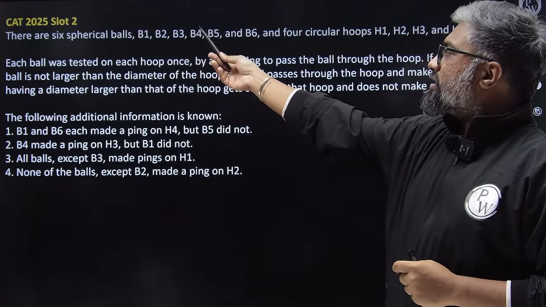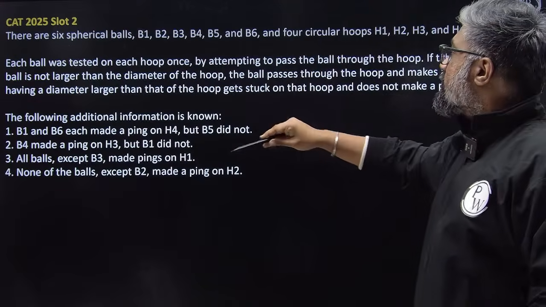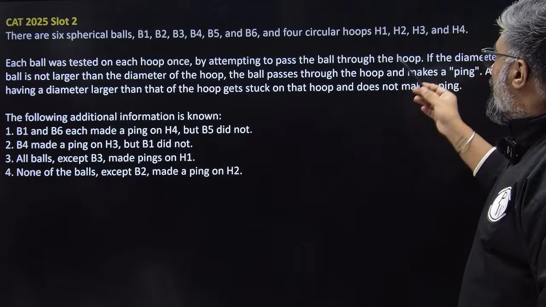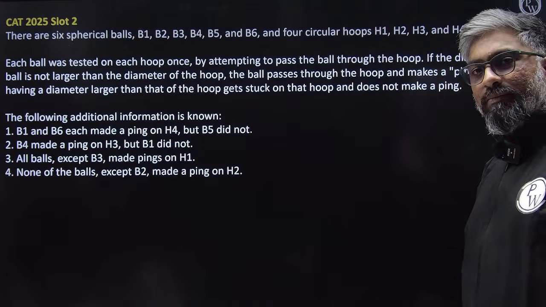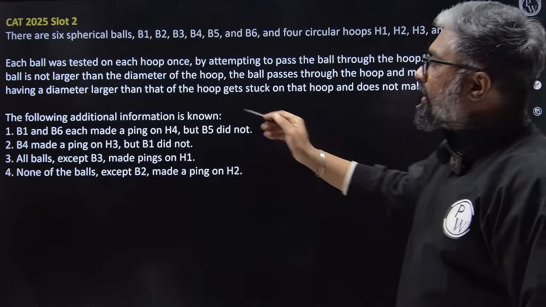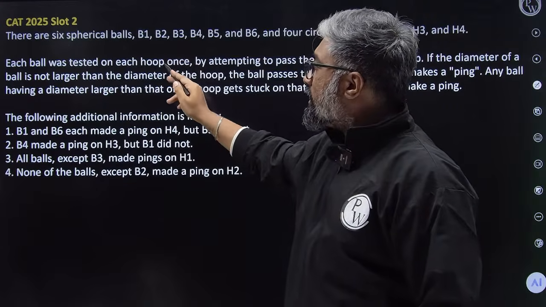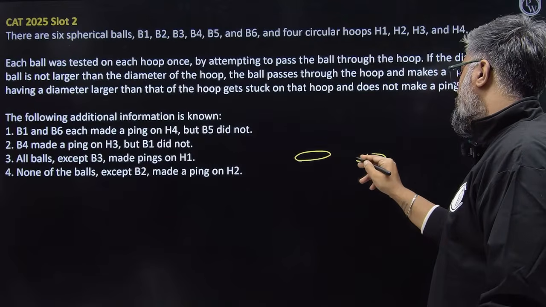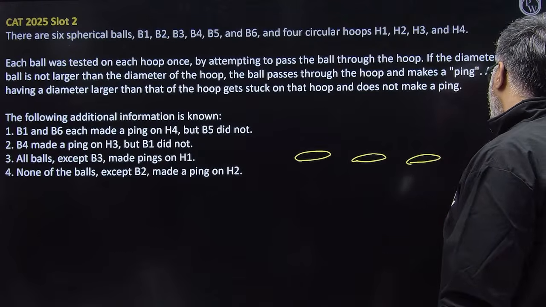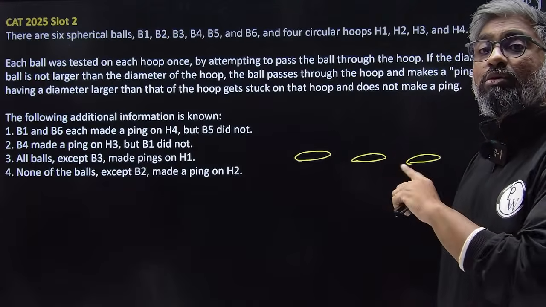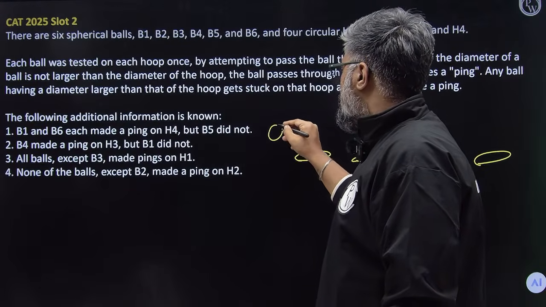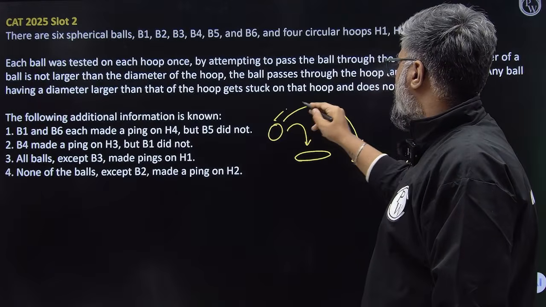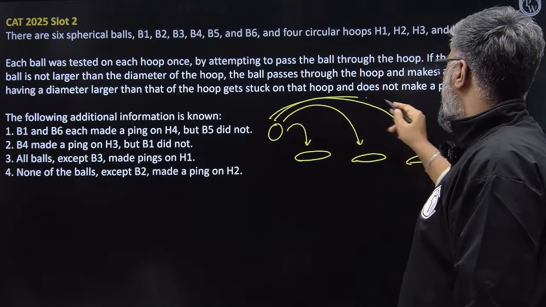6 spherical balls, B1 to B6. So there are 6 balls. 4 circular hoops, so there are 4 circular rings, H1 to H4. 6 balls, 4 hoops. They are saying each ball was tested on each hoop once. So basically, let's say there are 4 hoops: 1, 2, 3 and 4. Every ball was passed through each of the hoops. So this ball was first tried here, then here, then here, then here, and so on.